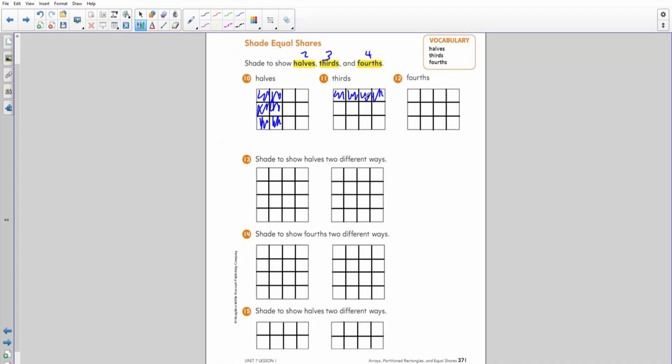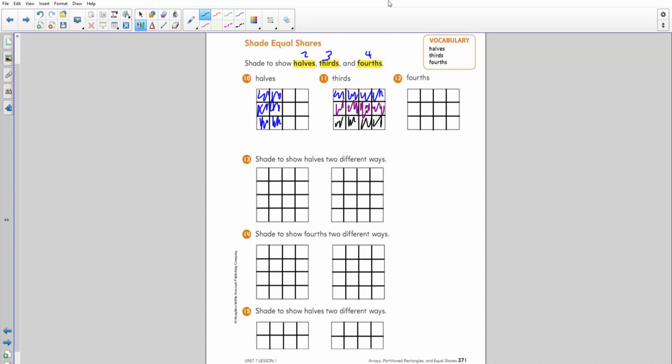I'm going to color this one. If this is going to be the same, I need to do 4. 1, 2, 3, 4. Go ahead and grab one more color. I'm going to grab my black one. 1, 2, 3, 4. Now, if I have thirds, I have 3 equal shares. This one's 4, this one's 4, and that one's 4. So they're all equal, but do I have 3 of them? Let me check. 1, 2, 3. Yeah, I have 1 equal share in blue, 1 equal share in purple, and 1 equal share in black.